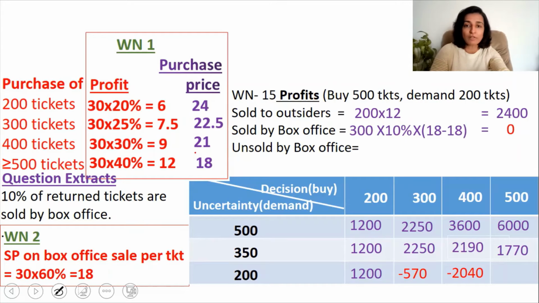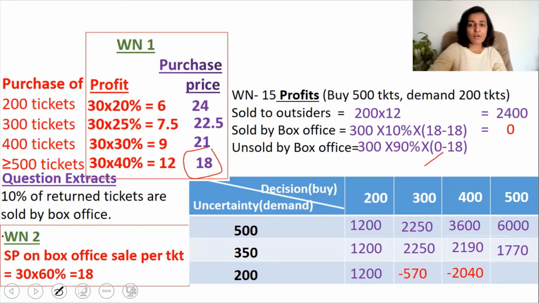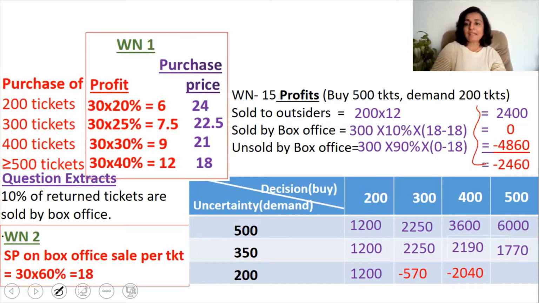And unsold by the box office, 300 tickets is a return tickets, out of which 10% the box office is able to sell. So 300 into 90%, the box office is not able to sell, for which the profit is $0. That's the selling price because he doesn't get anything. And $18 is the cost price, which has been reduced from the selling price to get the total amount as negative 4860. And you get the net amount as negative 2460. So we make a note of it in the payoff table.